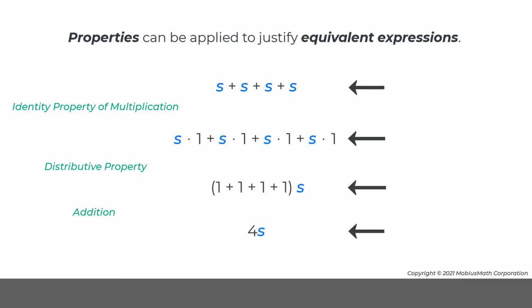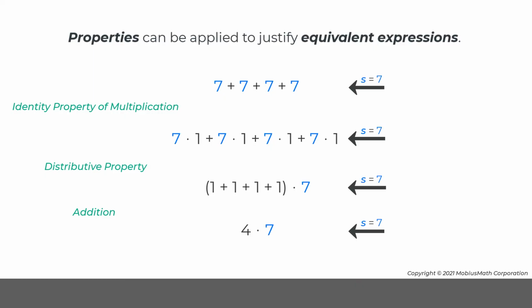So, if the side length of a square is s equals 7, this value can be substituted into each algebraic expression, and each expression will evaluate to 28.